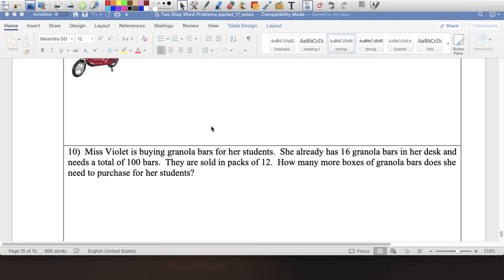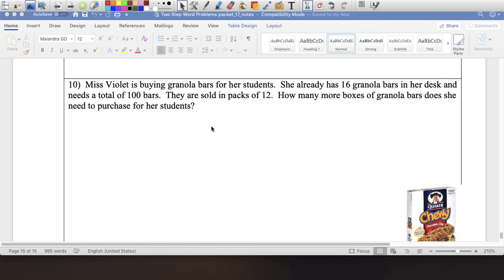Last one. Miss Violet's buying granola bars for her students. She already has 16 granola bars in her desk and needs a total of 100. So I know that it has to give you 100. But when you go to the supermarket, the granola bars are sold in packs of 12. You can't just buy one. So you have to buy packs of 12. How many packs or boxes does she need to purchase for her students?